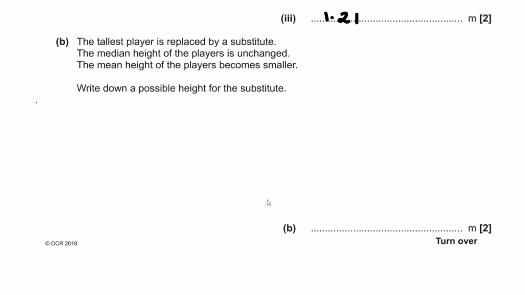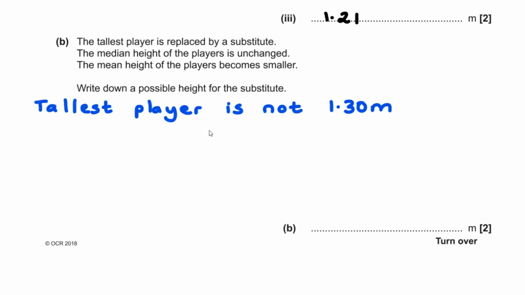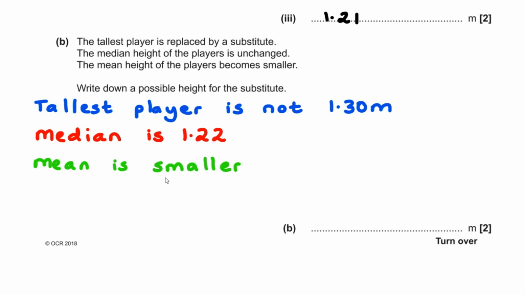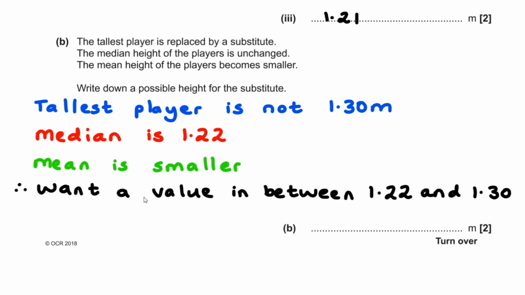Part B, the tallest player is replaced by a substitute. And if that's the case, then the tallest player is not 1.30 meters. The median height of the players is unchanged, so that means the median is still 1.22. And we know that the mean height of the players becomes smaller. So because the mean is smaller, and if we replace our tallest player, we want a smaller player to make the value of the mean smaller. So we want a value in between 1.22 and 1.30, so we can have 1.25.